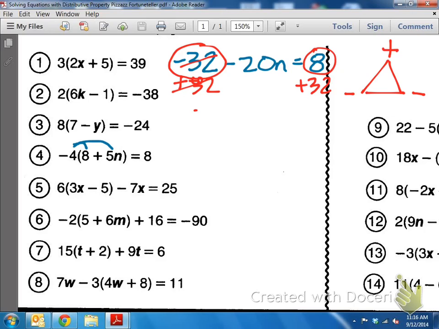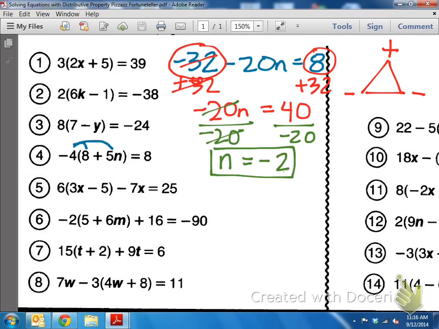And so the 32s will cancel, and I'll have negative 20n on the left. 8 plus 32, same sign, add and keep. 32 plus 8 is 40. To get n by itself, we divide by negative 20 on both sides. The 20s cancel out.